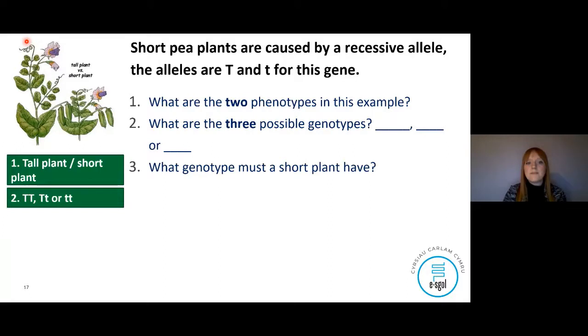What genotype must the short plant have? Well, the short plant is recessive. So we're using the lowercase letter for this one. It's recessive, so lowercase letter. And because recessive alleles only show when there are 2 copies of them, it must be lowercase t, lowercase t.